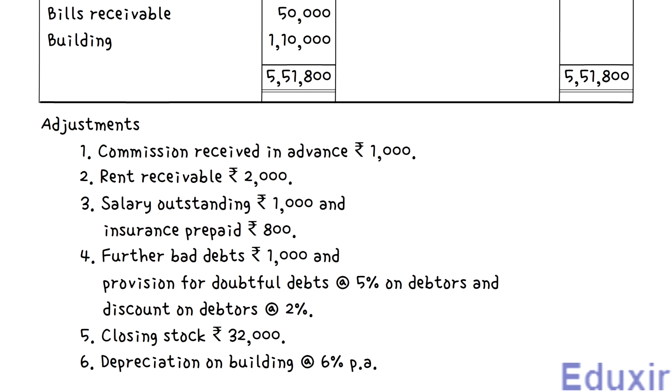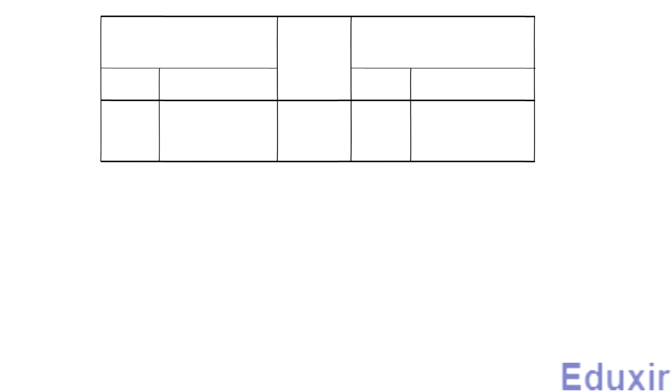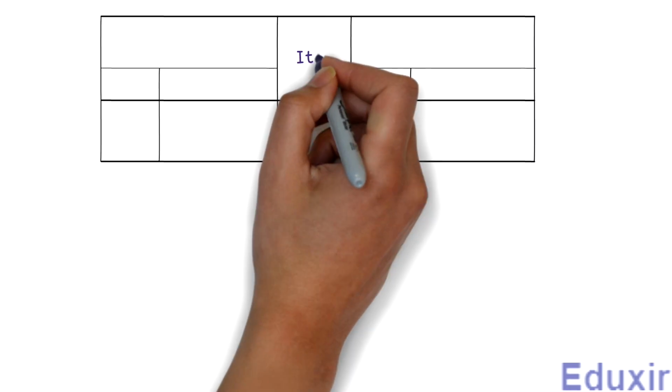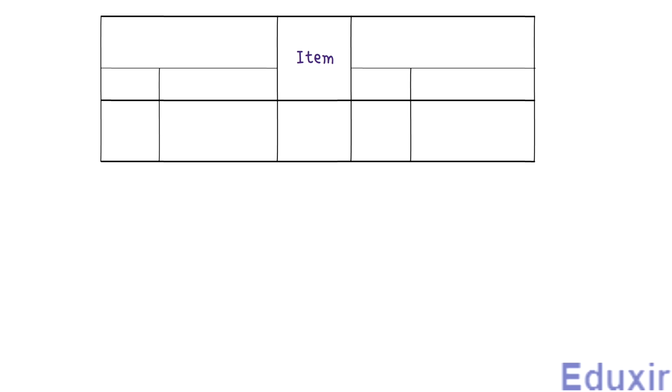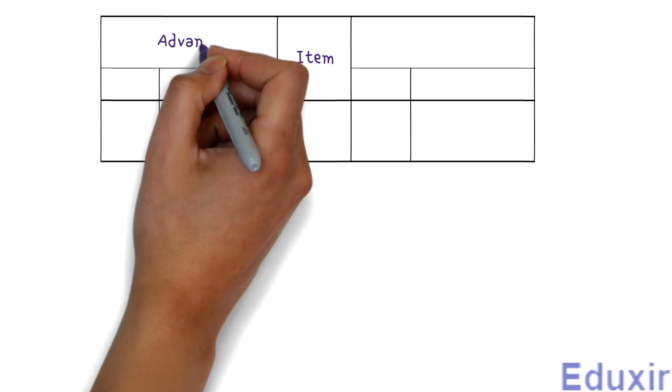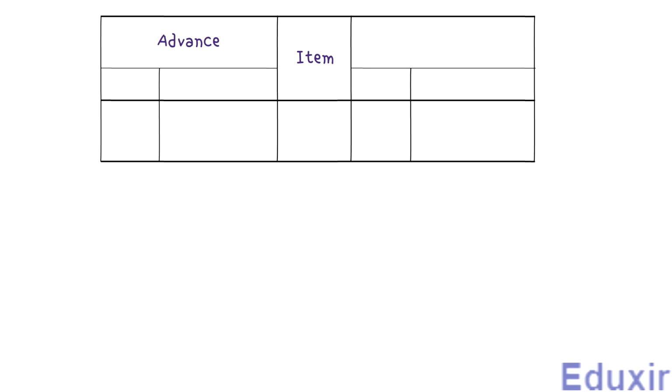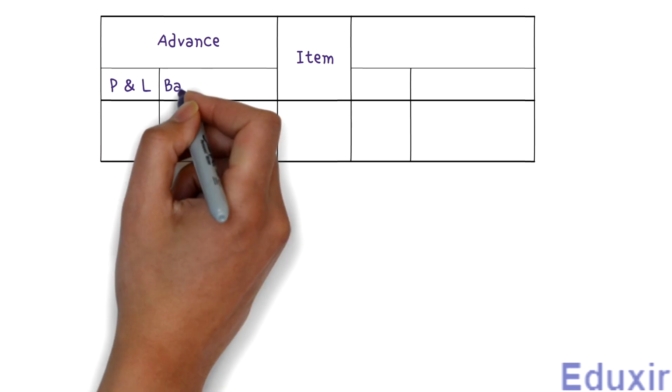Before we proceed with the analysis of this problem, let's first do a small recap regarding the treatment of various adjustments. I'm going to prepare a small table here. Let's have a column for item. When this occurs in advance, let's have a column for how we are going to treat this in the profit and loss account and a column for how we are going to treat this in the balance sheet.